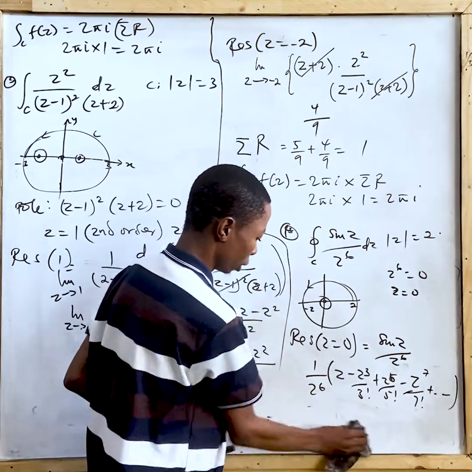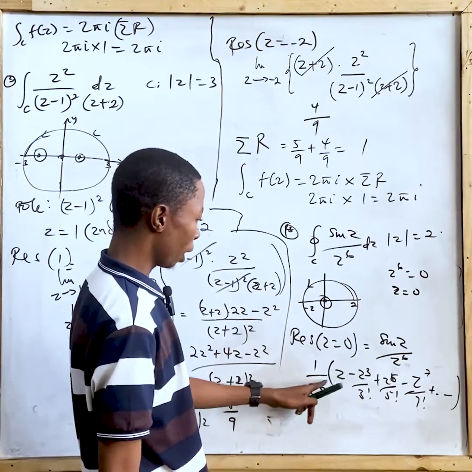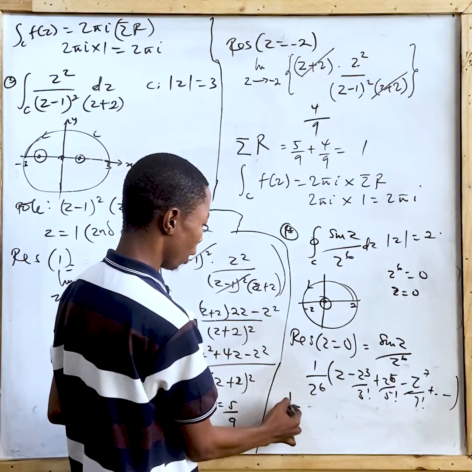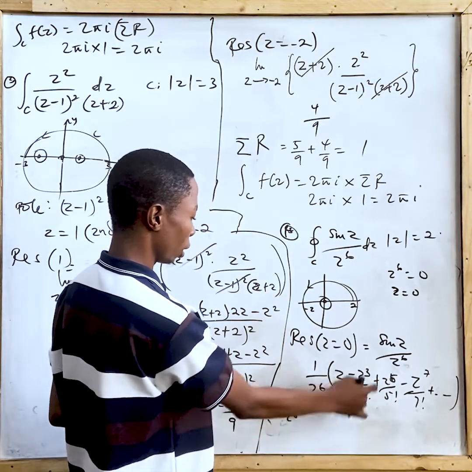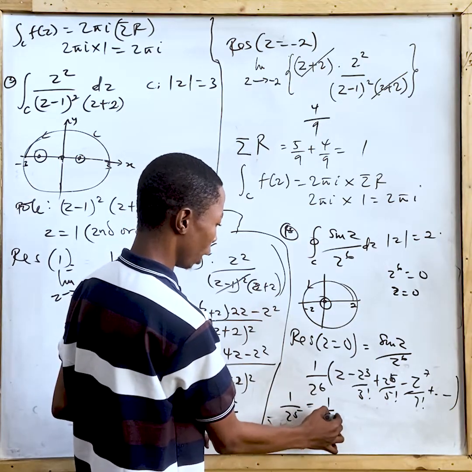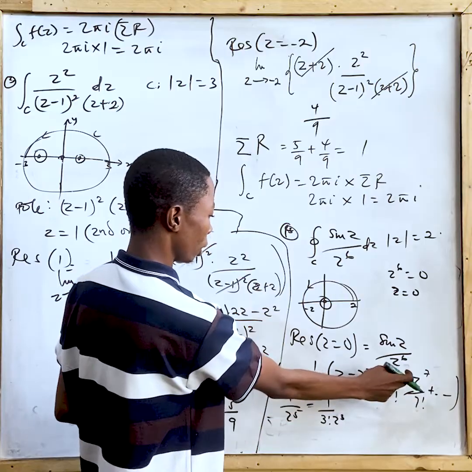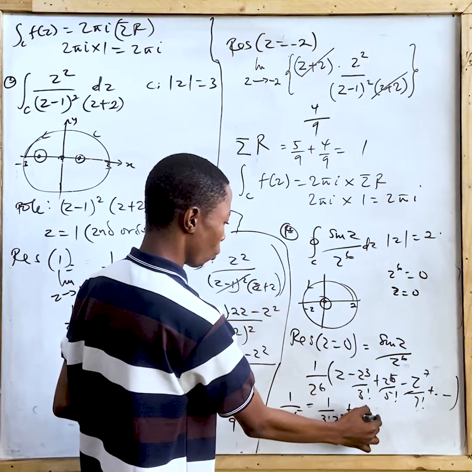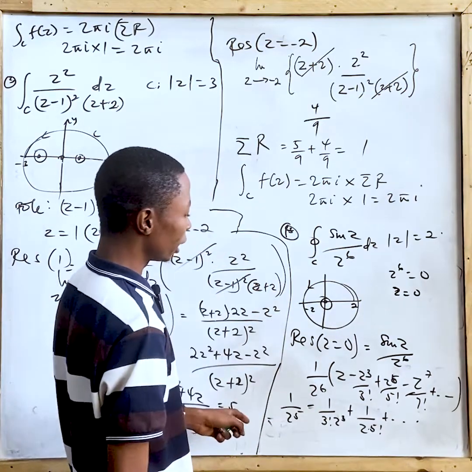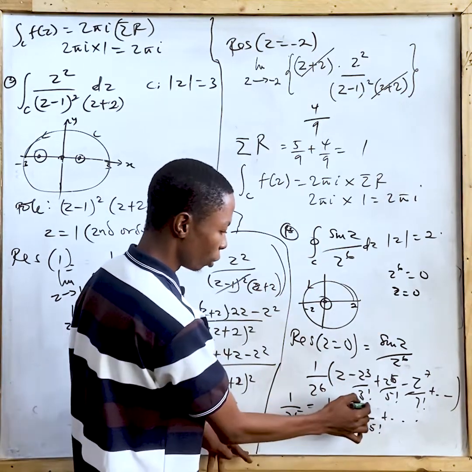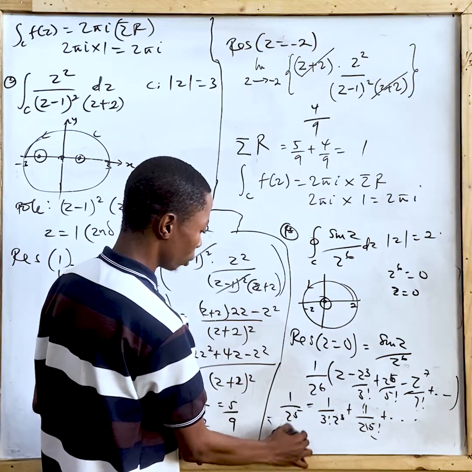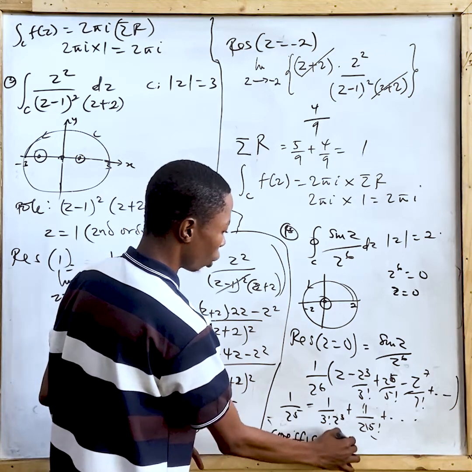Then we multiply by 1 over z6. That will be 1 over z5, minus 1 over 3 factorial with z cubed, and z5 over z6 will be plus 1 over z with 1 over 5 factorial, and so on like that. So what do I need? I need the coefficient of 1 over z, that's our residue.